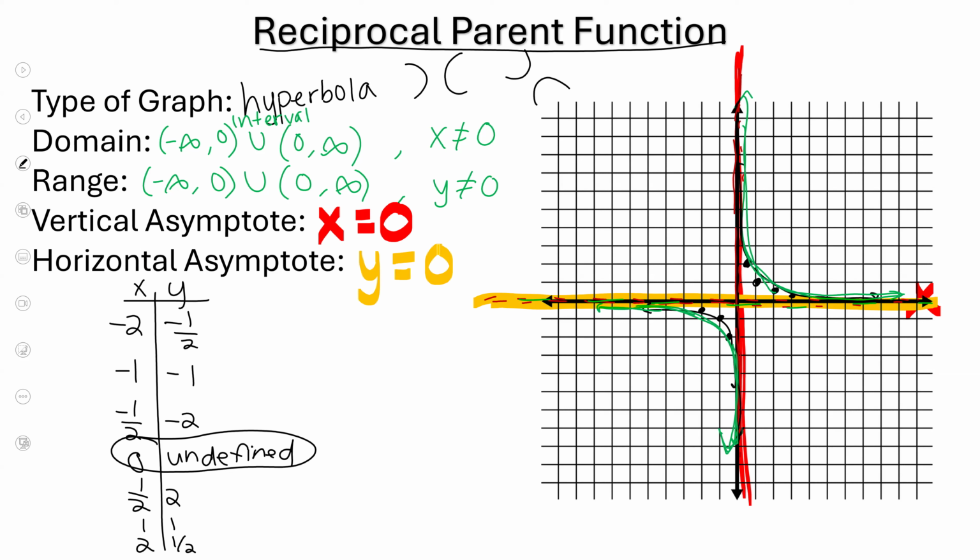So this is the basic graph. It has not been translated left, right, up, or down. It hasn't been reflected. It wasn't stretched or compressed or anything. This is just the basic graph. Let's look at some transformation graphs. Before we do that, let's take some notes.